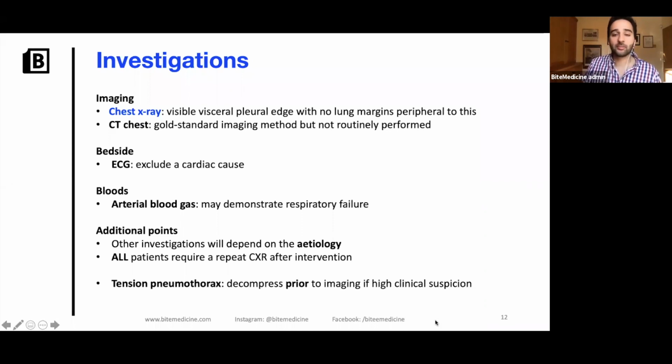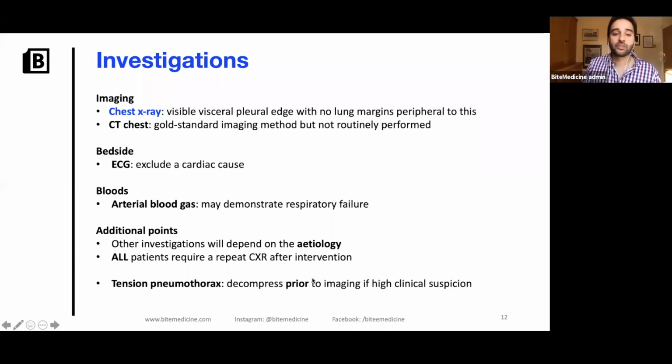And then finally, just some additional points. Obviously, there are other investigations that you can do. For example, if the pneumothorax is secondary to trauma, you're going to do a full trauma series, and the pneumothorax is just going to be part of that set of investigations. If it's lung cancer, they'll need further imaging, for example.